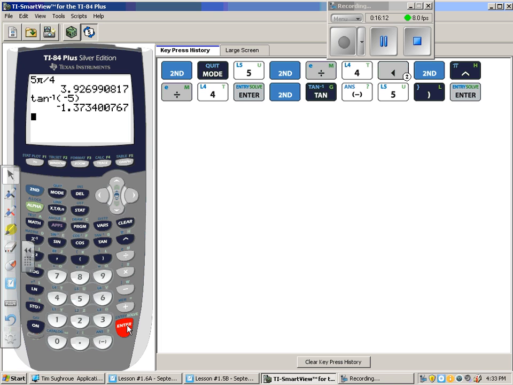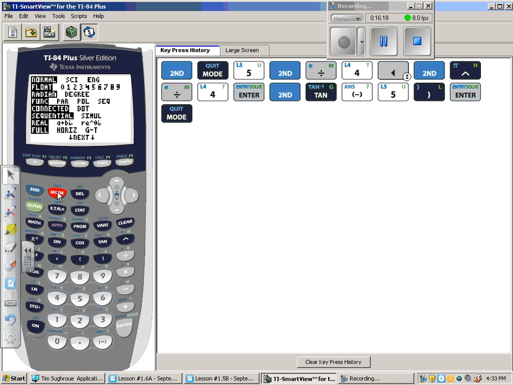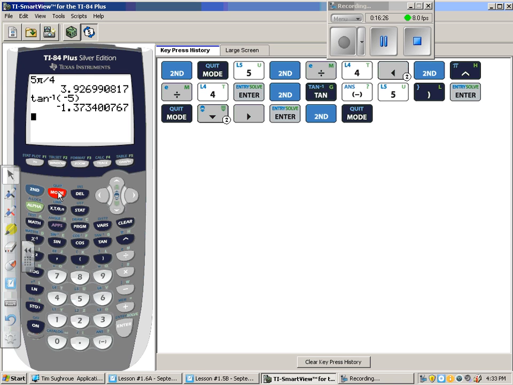The nice part about it, if you want to convert to degrees, simply go to your mode, cursor down, go over to degrees, hit enter, second quit to get back to the home screen, and then just hit enter again. You don't have to retype it in again. And there are both the answers: -1.373 radians, -78.690 degrees. Okay?